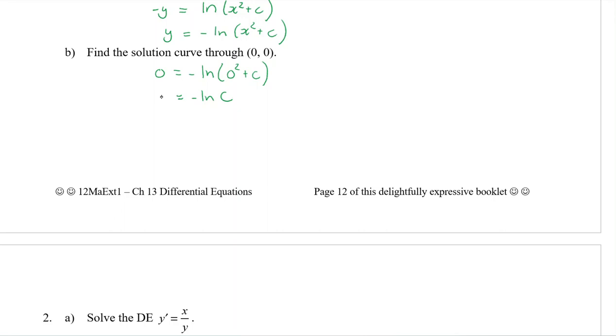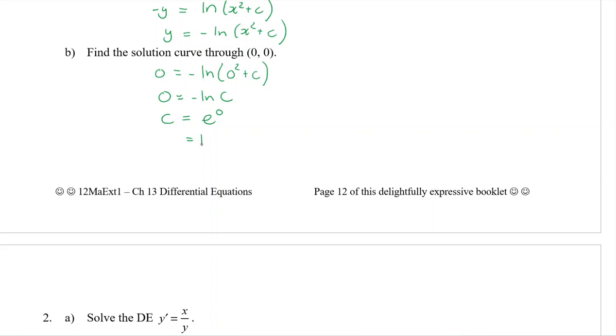And because that's equal to 0, let's do a sliding base going the other way, right? c would be equal to 1. Yes, because it's e to the power of 0, and e to the power of 0 is equal to 1. Negative 1. No, positive 1.